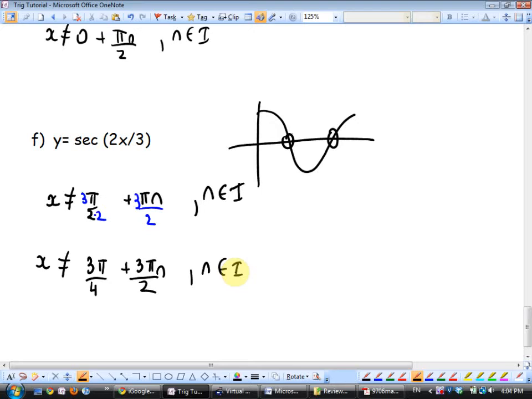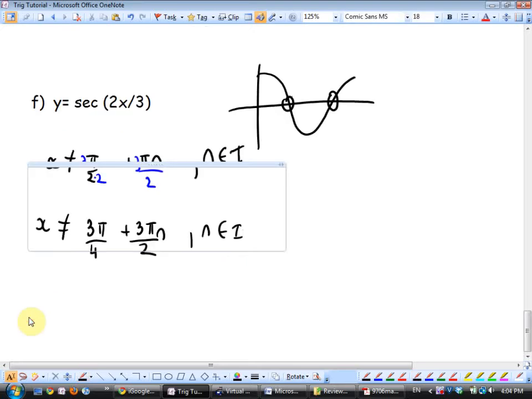Hey, let's do a phase shift. Phase shift, little trickier. And then we'll do a period change and a phase shift. And then I think that's all I can throw at you.